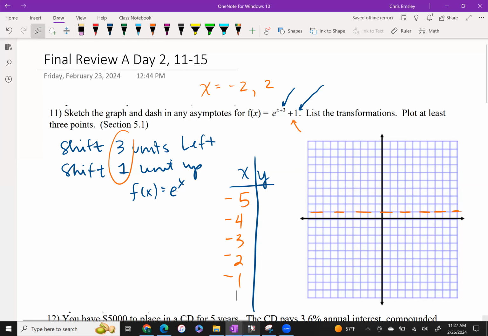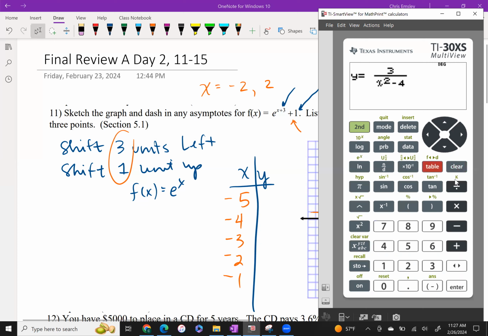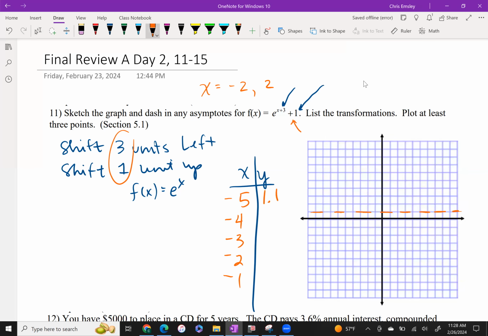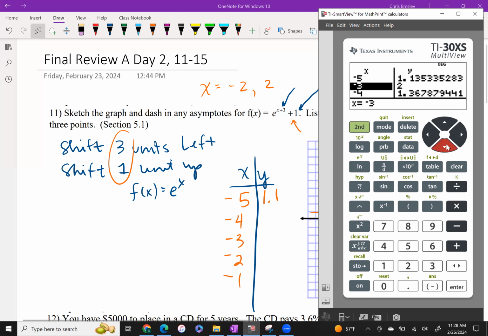I would go ahead and use my calculator and use that table button. Get our e in there, e to the x plus 3, and then the +1 is separate, outside of the exponent. And go down to ask and okay. And here we go. Oh, I already had -5 in there. Look at that, -5 is about 1.1. We don't need any more specific than 1 decimal place because we can't graph anything more specific than that. -4 is 1.4 if I round it to 1 decimal place.